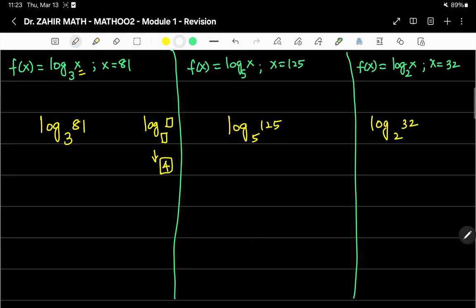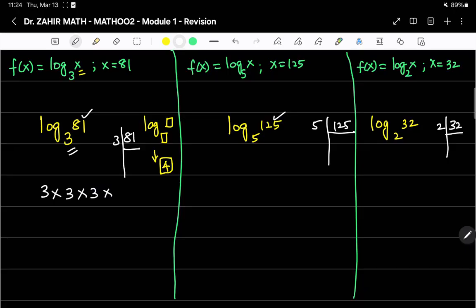What is the step, teacher? Very easy. Take the number 81 and put a line, make it 3. Take 125, put a line and put 5 here. Take 32 and put a line and put 2 here. Very simple. Or otherwise, take the number 3 and multiply 3 times 3 times 3 and see at what point you get 81. For example, 3 times 3 times 3, three times I multiply, I get 27. Again I multiply one more time, I get 81, which is 4 times.